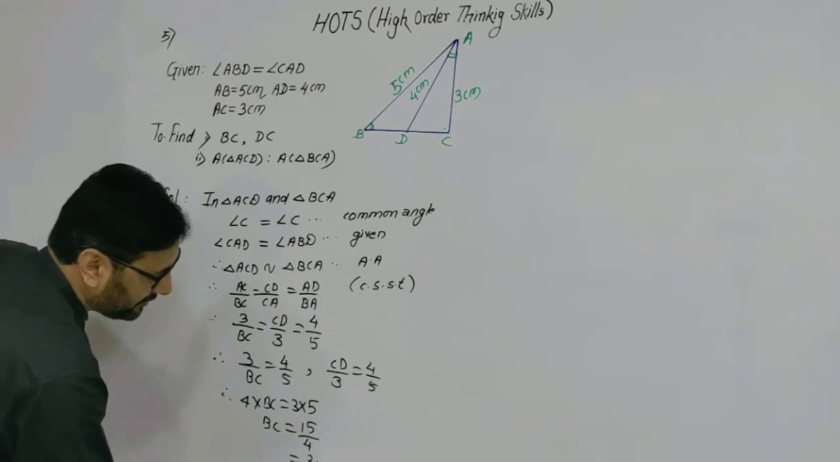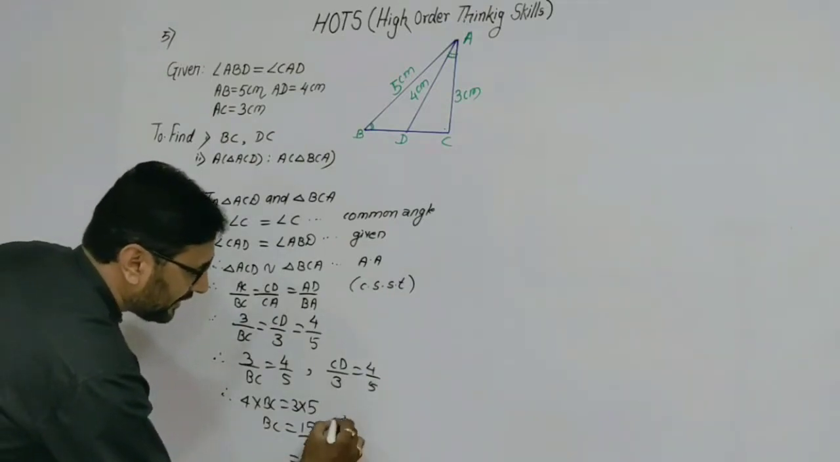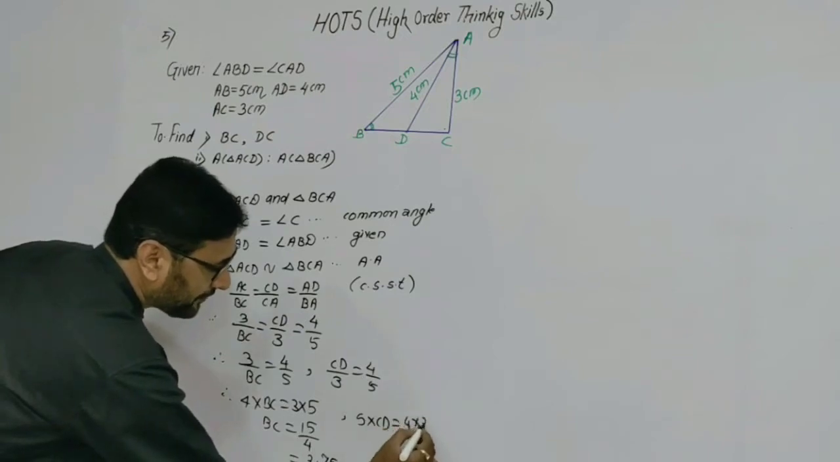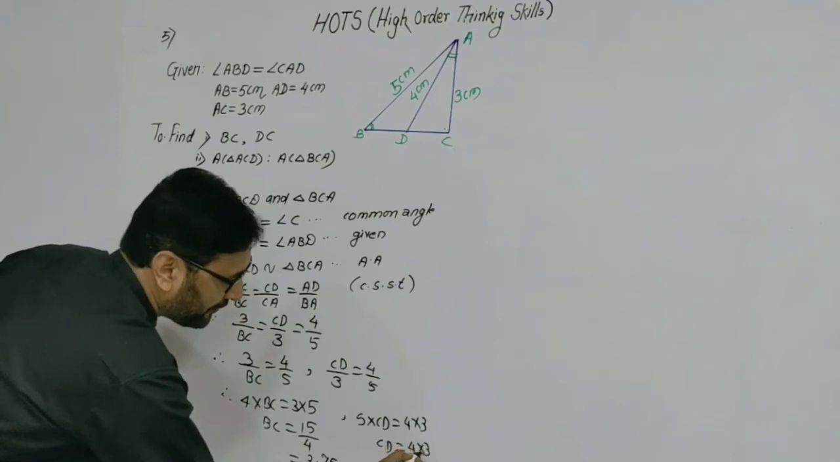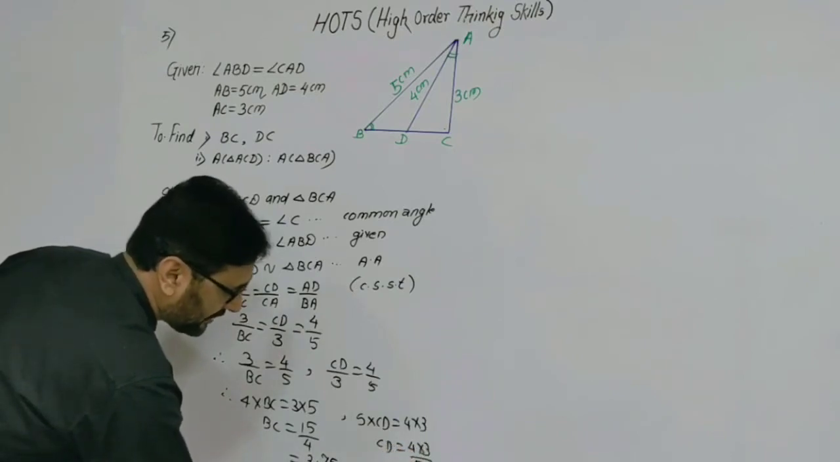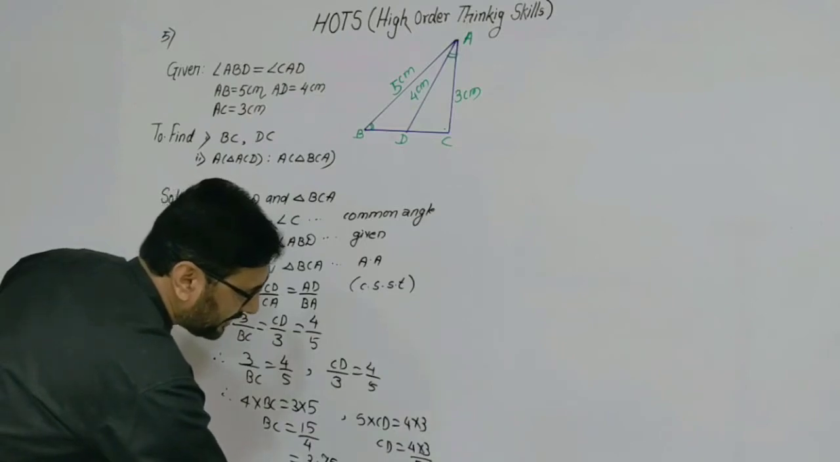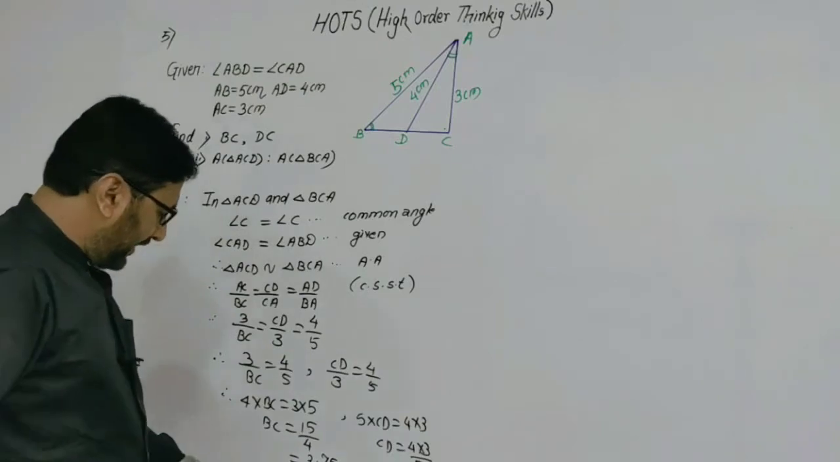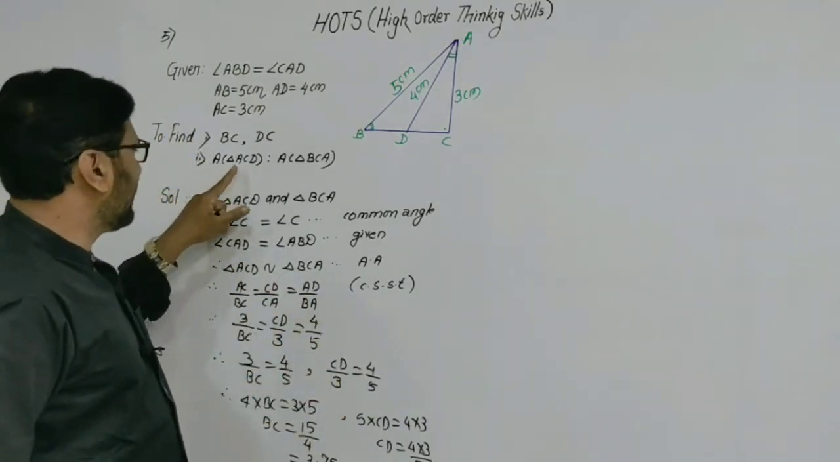4 3s are 12. 4 7s are 28. 4 5s are 20. And CD, 5 into CD equal to 4 into 3. CD is equal to 4 into 3 upon 5. So CD is equal to 12 upon 5. So 5 2s are 10, 5 4s are 20. After getting these values, we have to find the ratio of ACD and BCA.